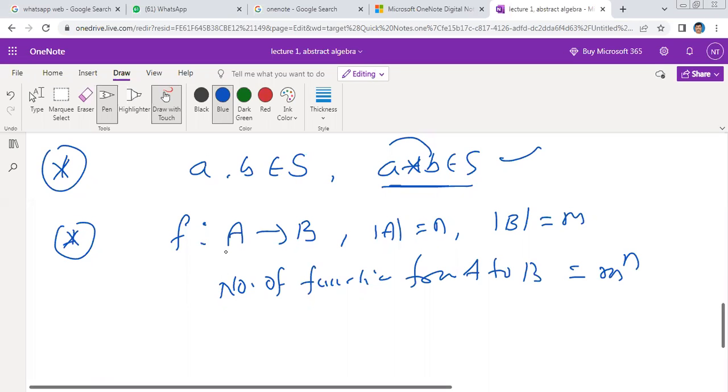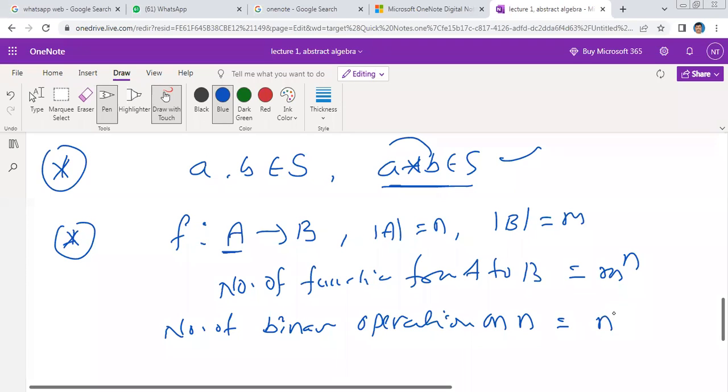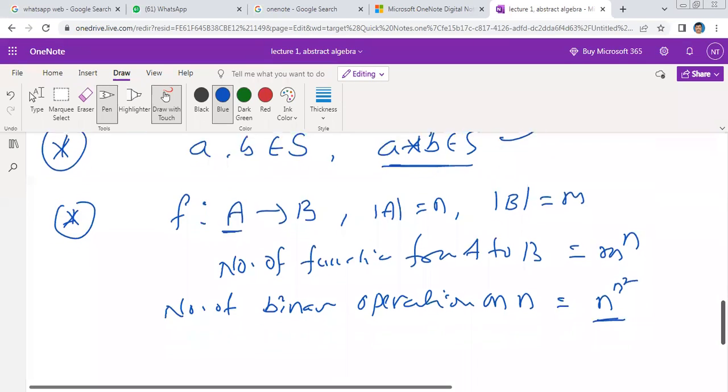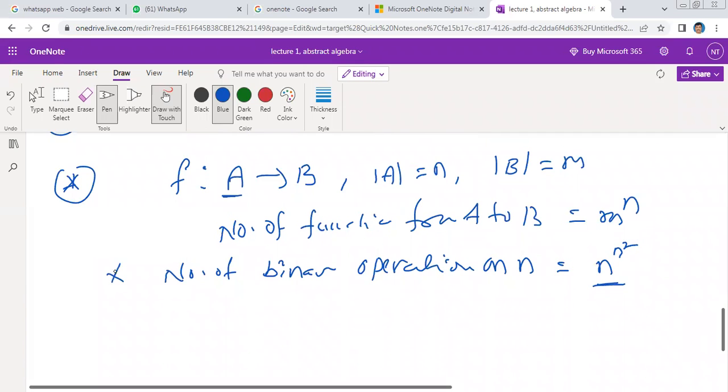Binary operations must be on the same set. Number of binary operations on n, can anybody say? Number of binary operations on a set with n elements is n to the power of n square. n to the power of n square. This problem was asked previously once. This question is on the number of binary operations.